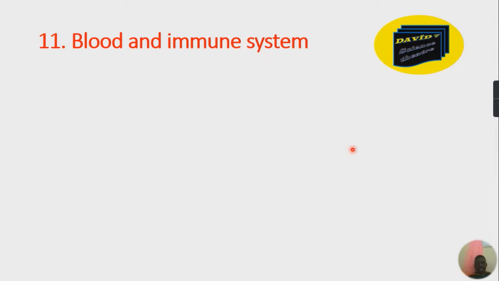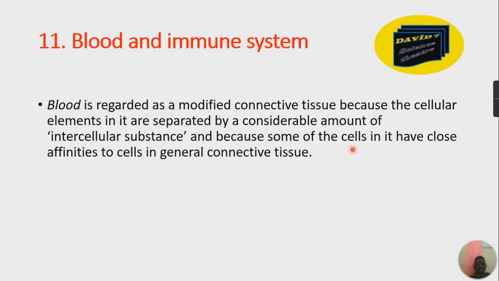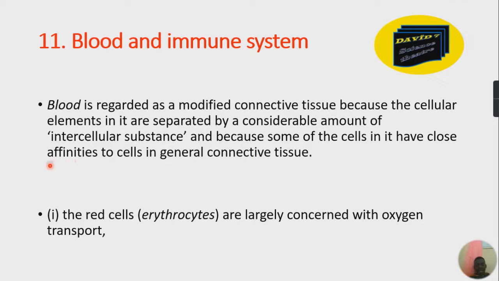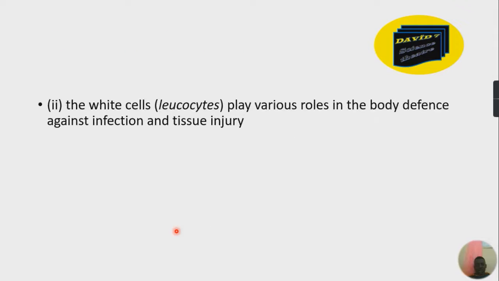Now, the 11th system is the blood and the immune system. Blood is also a modified connective tissue because the cellular elements in it are separated by a considerable amount of intercellular substance, and because some of the cells in it have close affinities to cells in the general connective tissue. We have the red blood cells. Erythrocytes are largely concerned with oxygen transport. And let's continue. We have the white blood cells, and these are leukocytes.